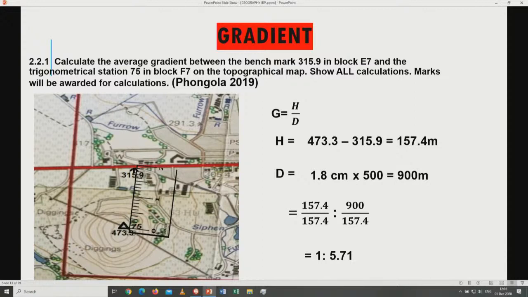Now remember, let me pause a bit and go back to your distance in this case. For your distance, grade 12, if this was calculated on an orthophoto map, it means that you were going to multiply by 100 meters. But in this case, the question clearly says you must calculate the gradient on a topographical map.